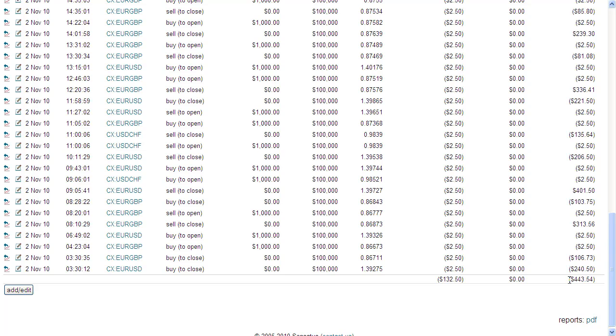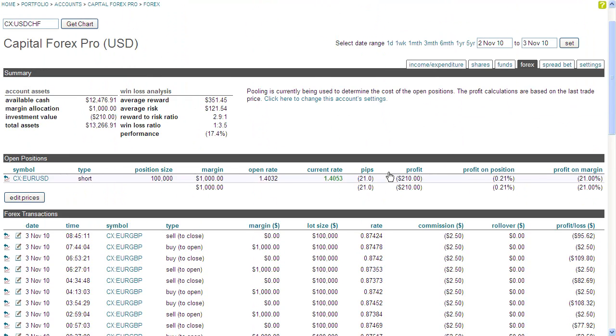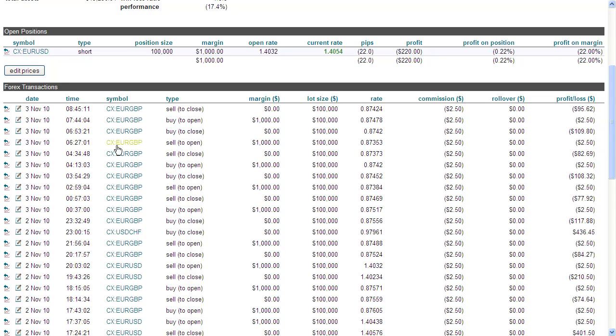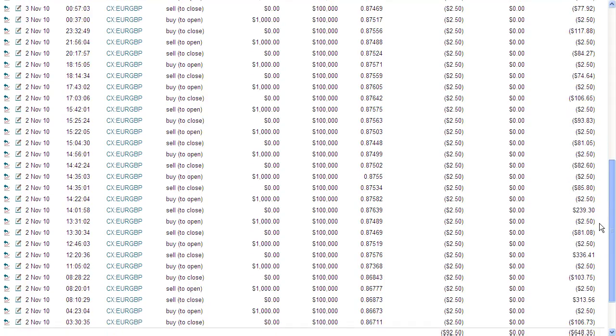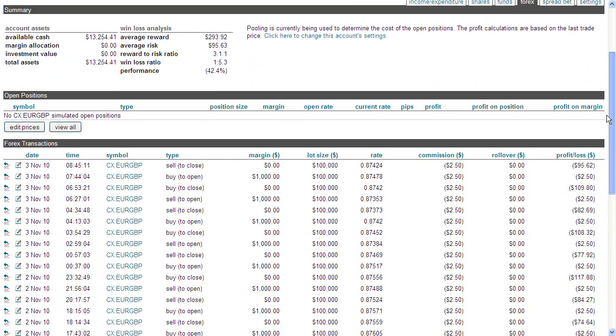So overall, we gave back about $440 with a further $200 in the red for this open position. Most of the damage was caused by the euro pound. And this is an algo that I turned off today, which works very well in a trending market, but in a sideways market or range bound market it doesn't work very well.